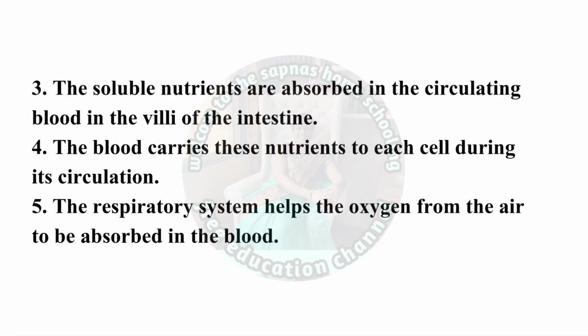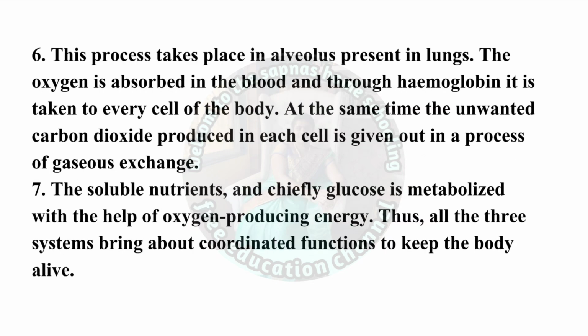The soluble nutrients are absorbed in the circulating blood in the villi of the intestine. The blood carries these nutrients to each cell during its circulation. The respiratory system helps the oxygen from the air to be absorbed in the blood. This process takes place in the alveoli present in the lungs. The oxygen is absorbed in the blood and, through the hemoglobin, it is taken to every cell of the body.